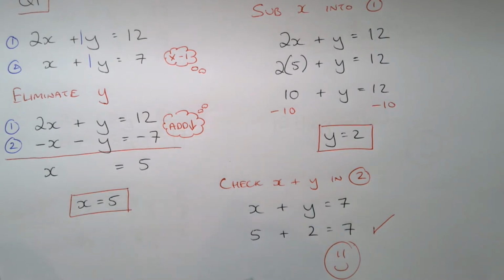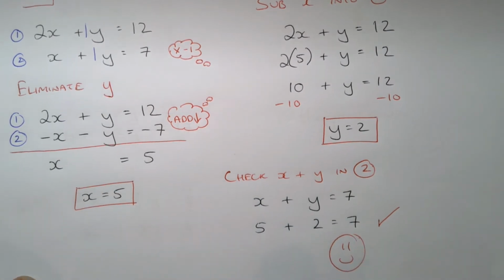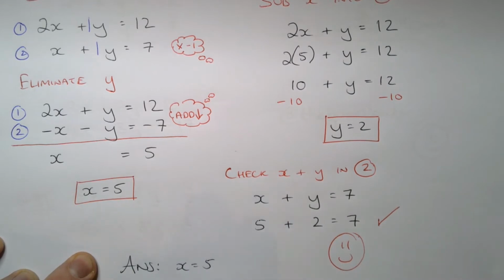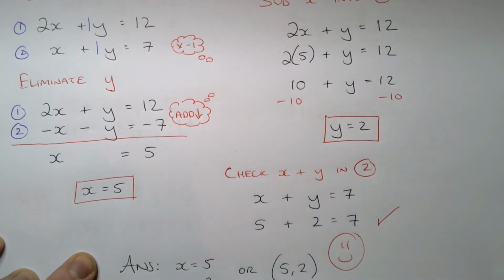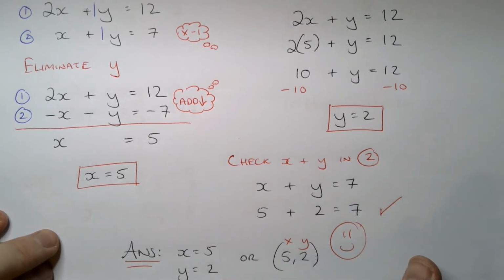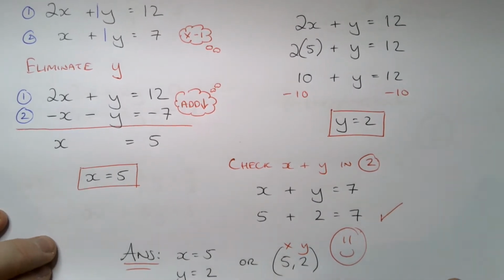Don't forget to answer the question as asked in an exam. So, for example, they might have said, give your answers for x, or give your answers as a coordinate, or give your answer for x and y. So you can list it as x equals 5, y equals 2. Or if you're asked for a coordinate, you'd say 5, 2. Always remembering to put your x coordinate first and your y coordinate second. Okay, so that's the first example of how to solve a problem of simultaneous equations via the elimination method.